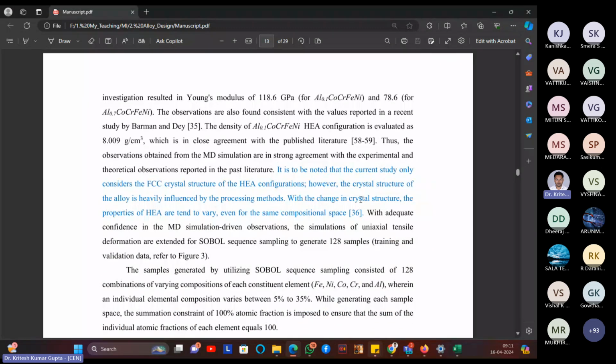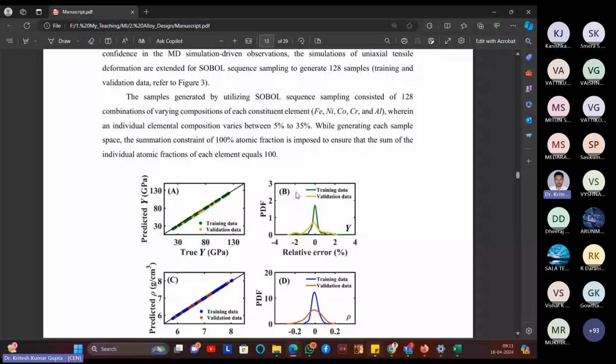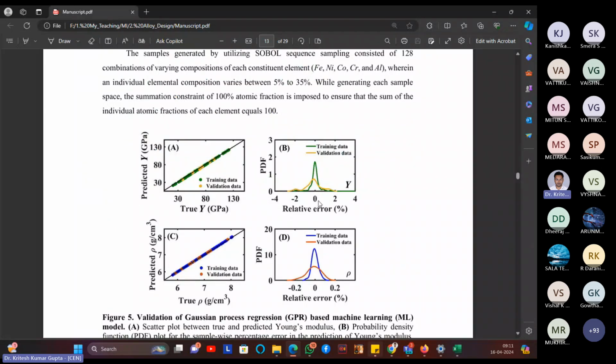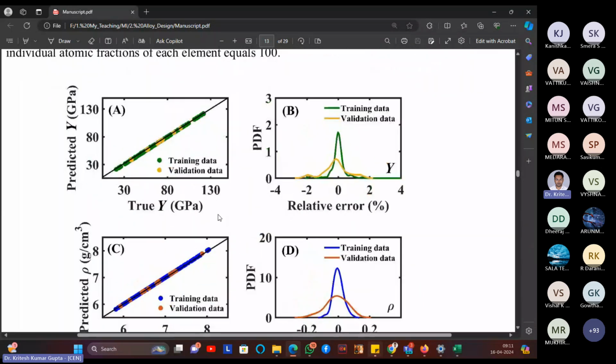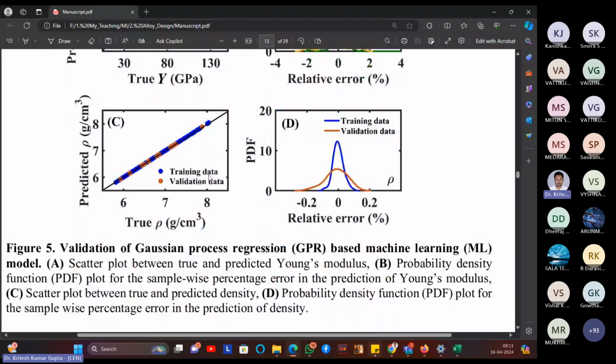Whenever you are working with a machine learning model, just check what information your input data, the data you are going to utilize, is giving you. Next, I will use the data for model construction. As you can see, I have taken scatter plots, right? The 108 training data and 20 validation data are shown here. The corresponding percentage error is shown with this plot. Same thing I have applied to density as well.